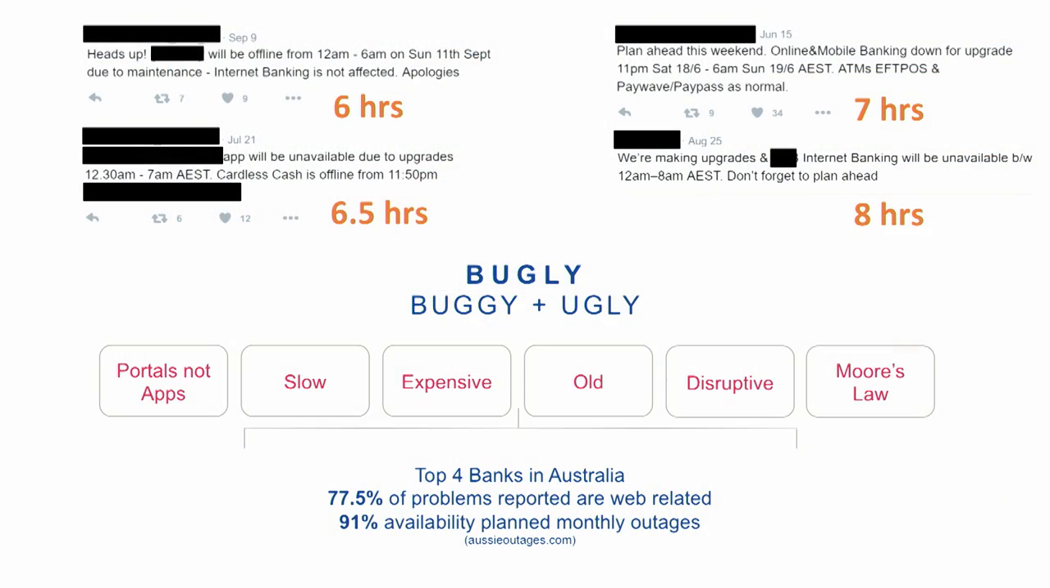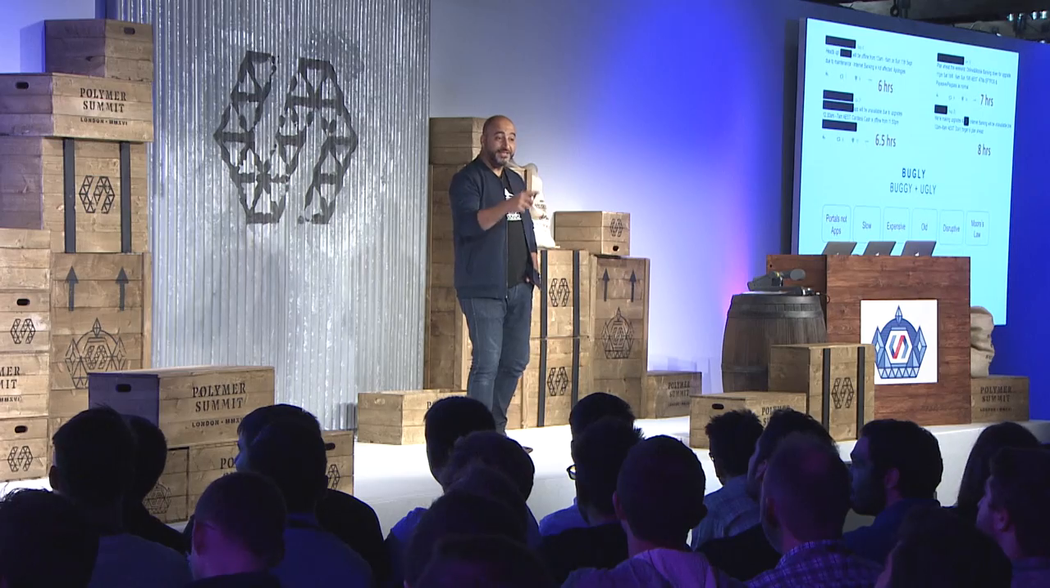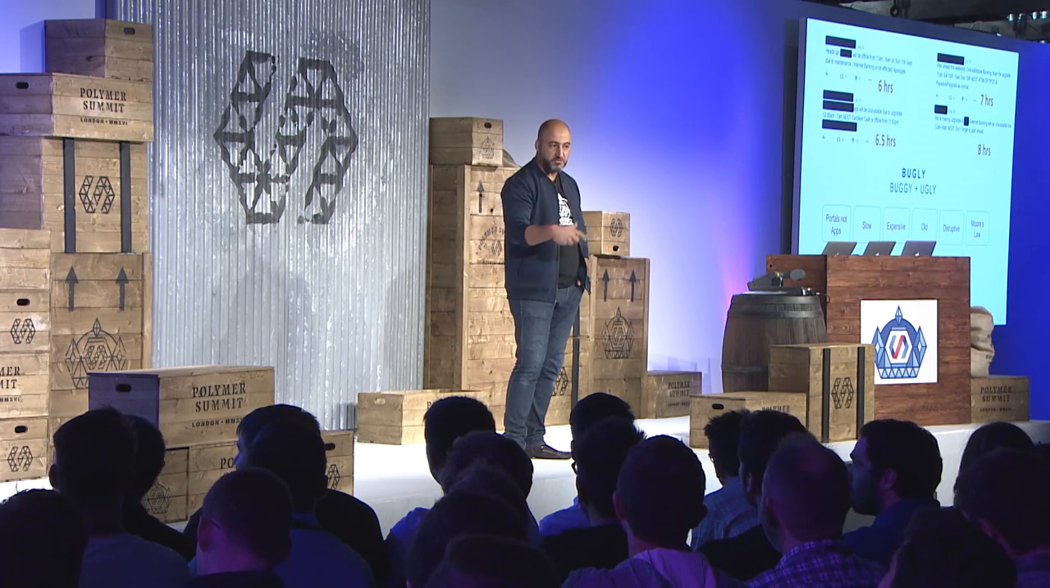It's so bad that there are people in the community who have websites that track your websites. One, for example, is AussieOutages.com. This is a community monitoring the availability and the bad experience of websites in the finance industry. The top four banks in Australia collectively only offer 91% availability. That's 33 days out in a year. 33 days you can't bank in the country. That's scary, right? And the best part is they tell their customers on Twitter, hey, guess what, we're knocked out for the weekend, so plan ahead.